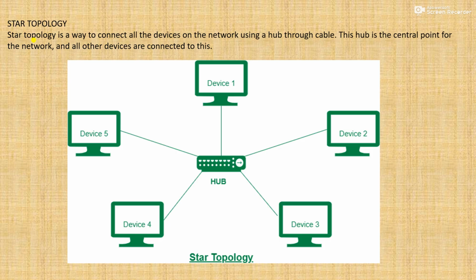Now let's see next important, this is very important, that is a star topology. एक single hub से सारे devices connected. सोचो, that is a star topology. Star topology is a way to connect all the devices on the network using a hub through cable. This hub is a center, ये center point का काम करता है. तो you can see this is a main server and it is all connected with the computers, all computers.